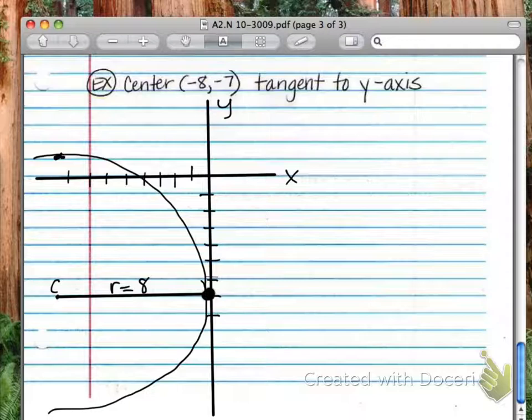You have to know what a tangent is if you don't understand that. So here we have our tangent right here. So we have a point from here to here because the y-axis is a tangent.